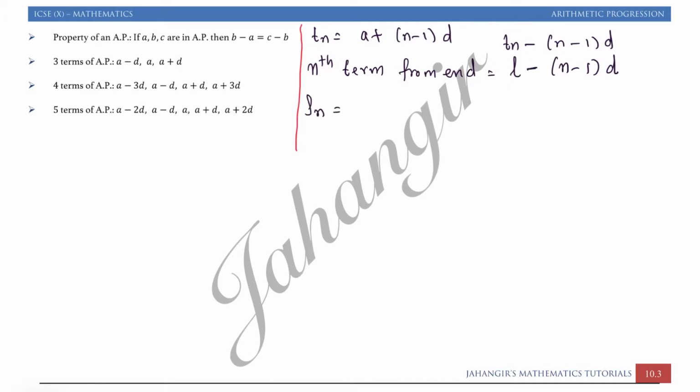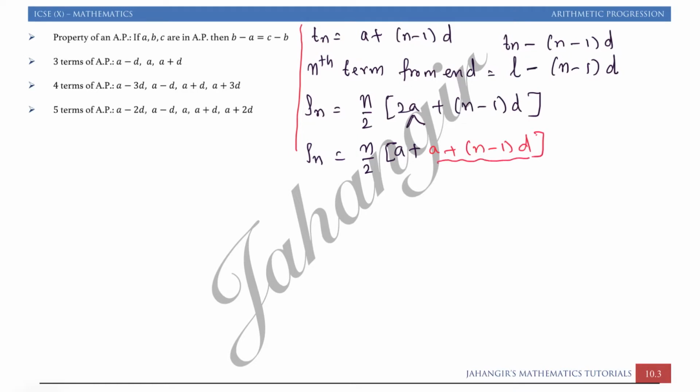Now sum of nth term, Sn represents sum of nth term, its formula is n by 2 into 2a plus n minus 1 into d. Again, one more formula for Sn we can derive, n by 2 into 2a we can write as a plus a, 2a plus n minus 1 into d. So if you see, this is Tn, so I can write n by 2 into a plus Tn. We got the first formula over here, a plus n minus 1 d is Tn. So this is my second formula for sum of nth term.